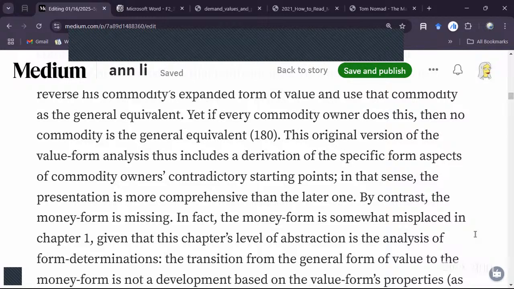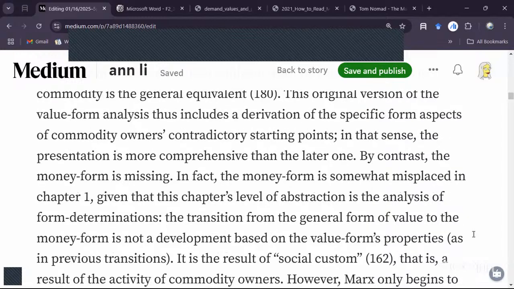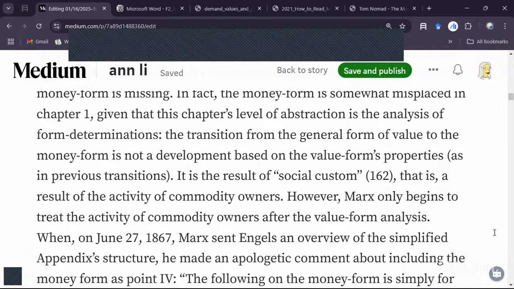In fact, the money form is somewhat misplaced in chapter 1, given that this chapter's level of abstraction is the analysis of form determinations. The transition from the general form of value to the money form is not a development based on the value form's properties, as in previous transitions, but the result of social custom. That is a result of the activity of commodity owners.